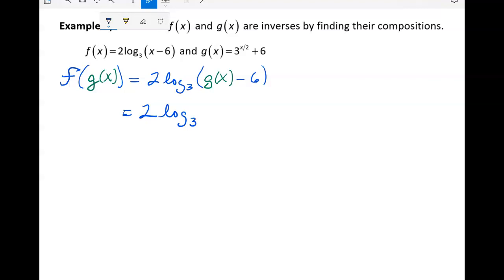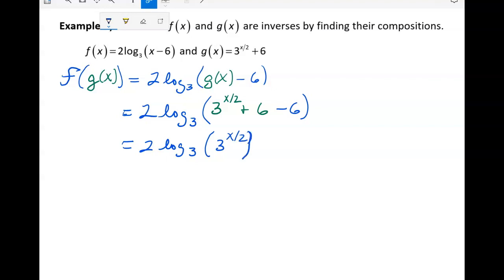2 times the log base 3 of, and I'm just going to replace g of x with what g of x is equal to, which is 3 to the x over 2 plus 6, and bring down that minus 6. We can simplify what's on the inside of the parentheses, and that's the plus 6 and the minus 6 are going to undo each other, so we just have 3 to the x over 2.